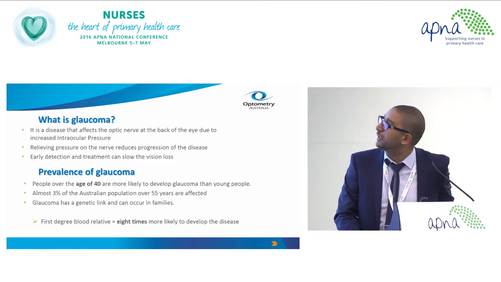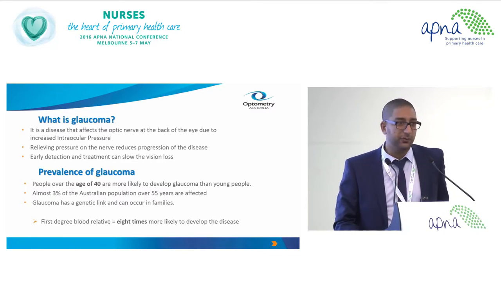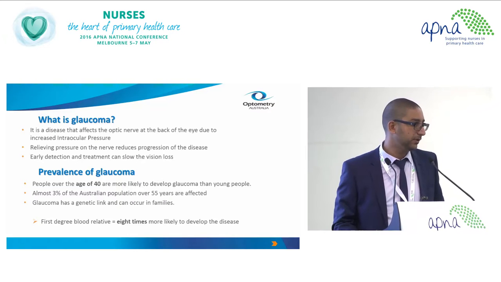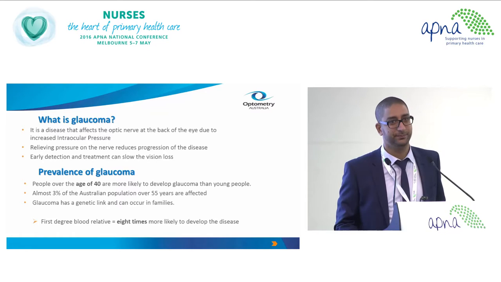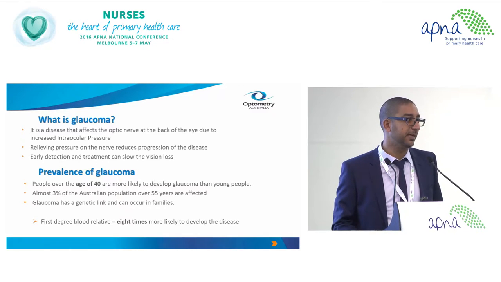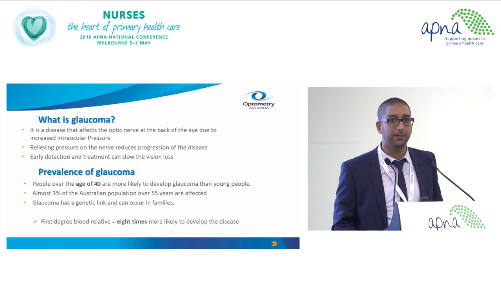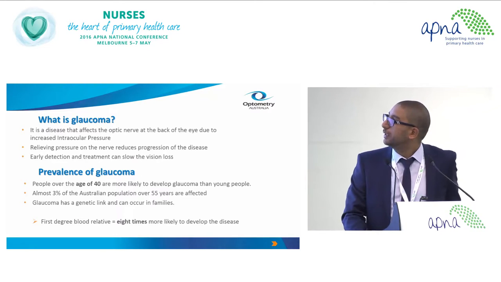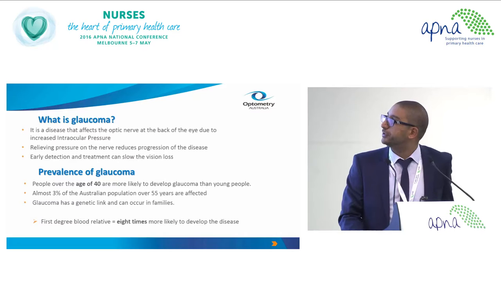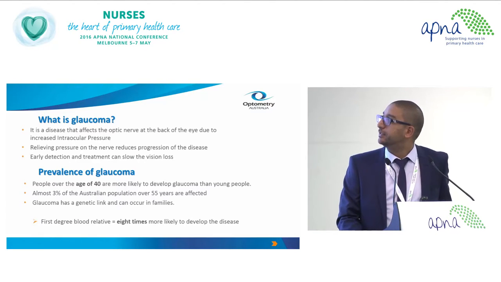Okay, glaucoma is a disease that affects the optic nerve at the back of the eye. I showed you what that looked like. It is due to increased eye pressure. Okay, eye pressure has nothing to do with blood pressure. Please remember that. If anything, low blood pressure causes glaucoma, not high blood pressure. High blood pressure and high eye pressure are unrelated. Relieving pressure on the nerve reduces progression of eye disease, and early detection and treatment slows vision loss.